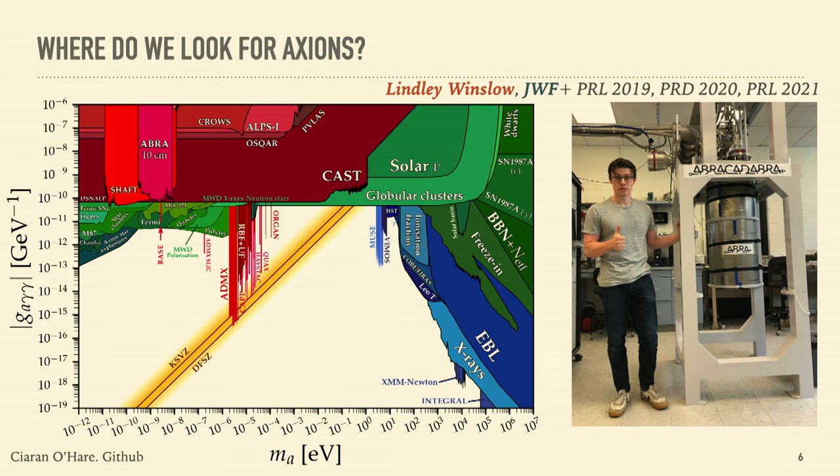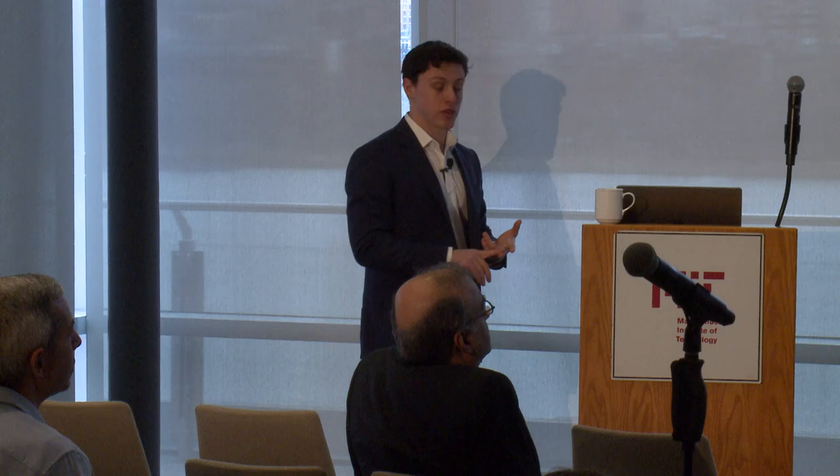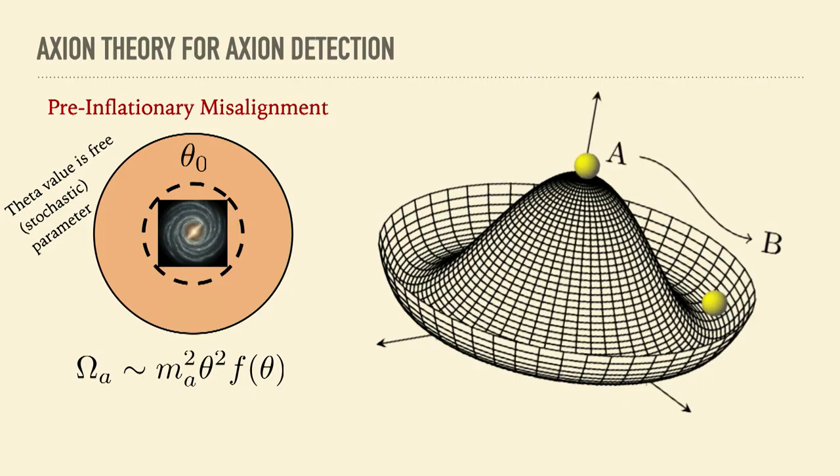But again, the real takeaway here is that there's a lot of parameter space to get to, and it's really because we don't have a great guiding principle in terms of what is the right axion mass to be looking for if we want it to solve the strong CP problem and be the dark matter. So the question is then, can we do some theory that lets us get a better handle on that problem? And the answer is both yes and no. And so I'm going to start out with the no.